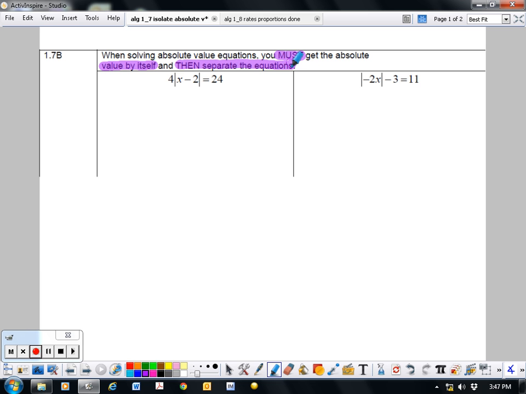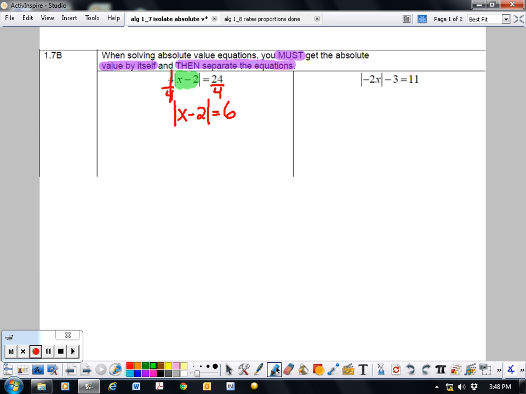So when I'm looking at this, here's my absolute value thing. This is what I need to separate. I need to do x minus 2 equals a number and x minus 2 equals a negative number. So I have to get rid of anything else that's on that side. So what I have is a 4 right next to it. And remember, right next to indicates multiplication. So to undo multiplication, I have to divide. So I'm going to divide by the 4 on both sides. So that becomes 1 and kind of goes away. So now I have absolute value of x minus 2 equals 6.